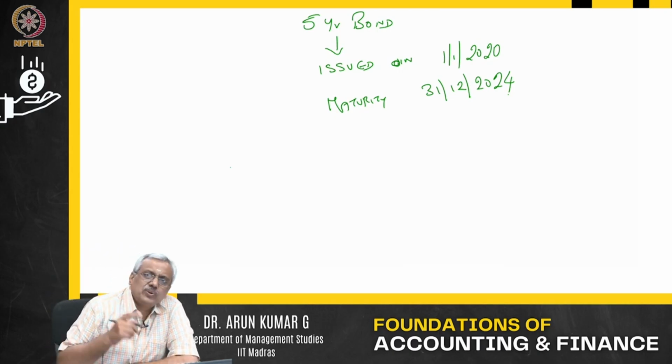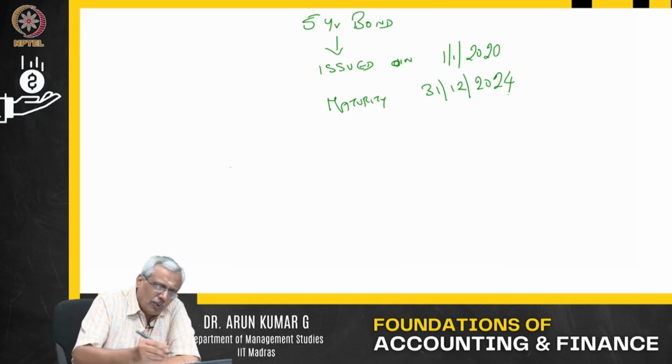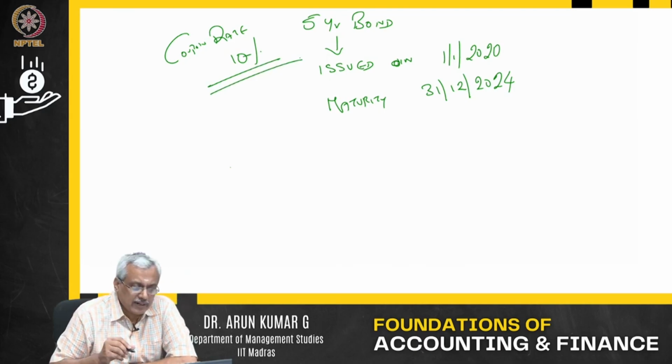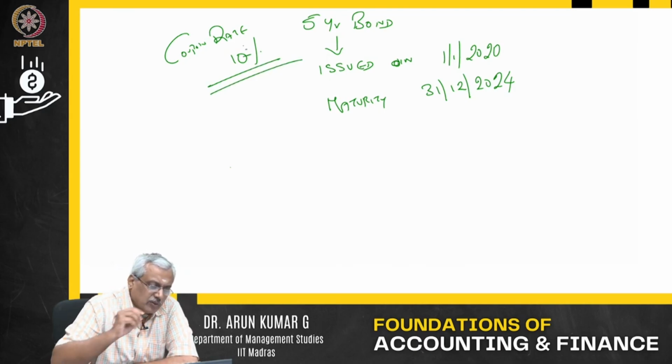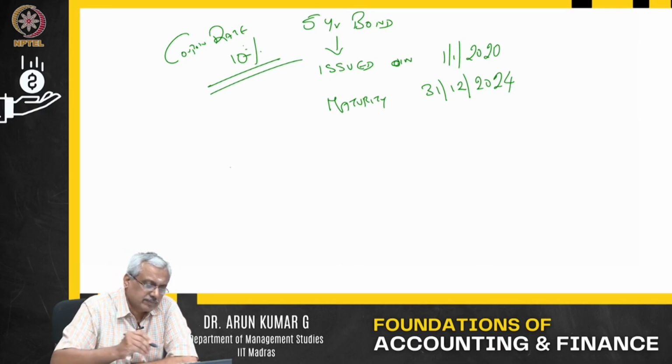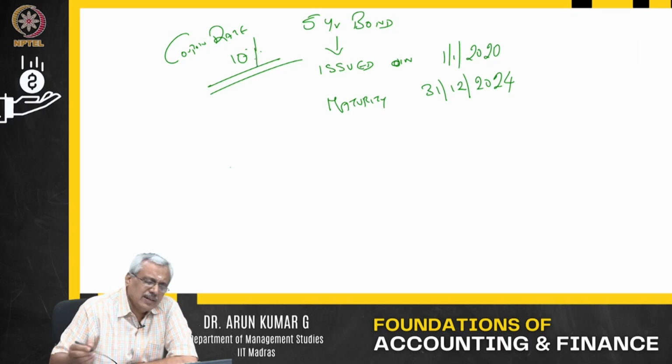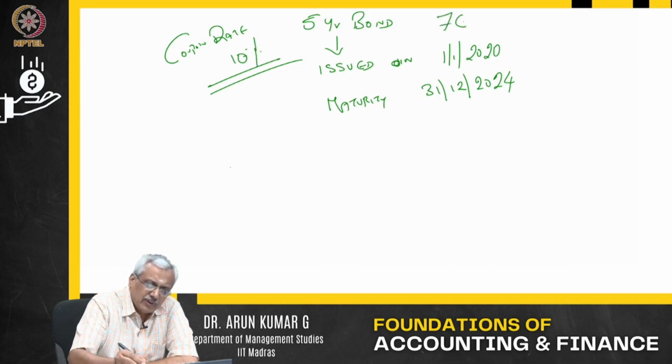Now, today that bond has a coupon rate of, let us say, 10%. The bond has a coupon rate of about 10%. And let us say the face value of the bond is $100.